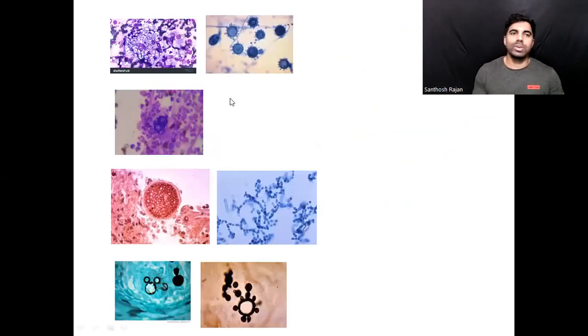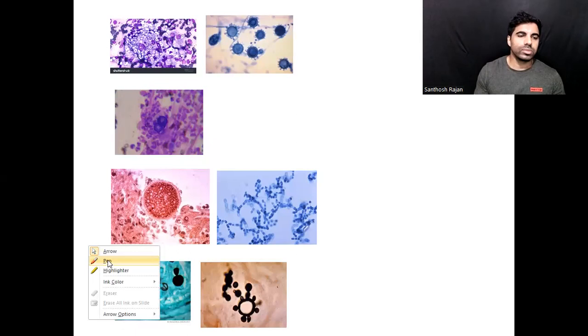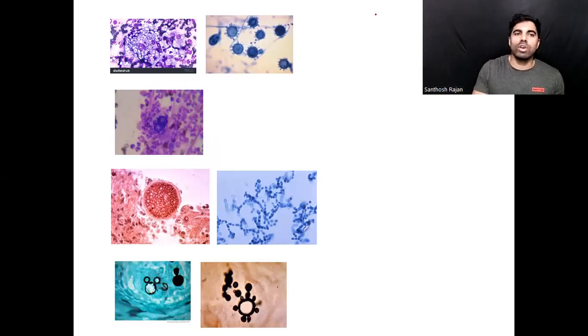Now the next one. Now with a little bit of dimorphic fungi, all the dimorphic fungi. If you see dimorphic fungi first, you know the shortcut, I always told you, you have to remember: hit, blast, cock, paracock, and spot, that is sporotrichosis. I will come there. And pen.